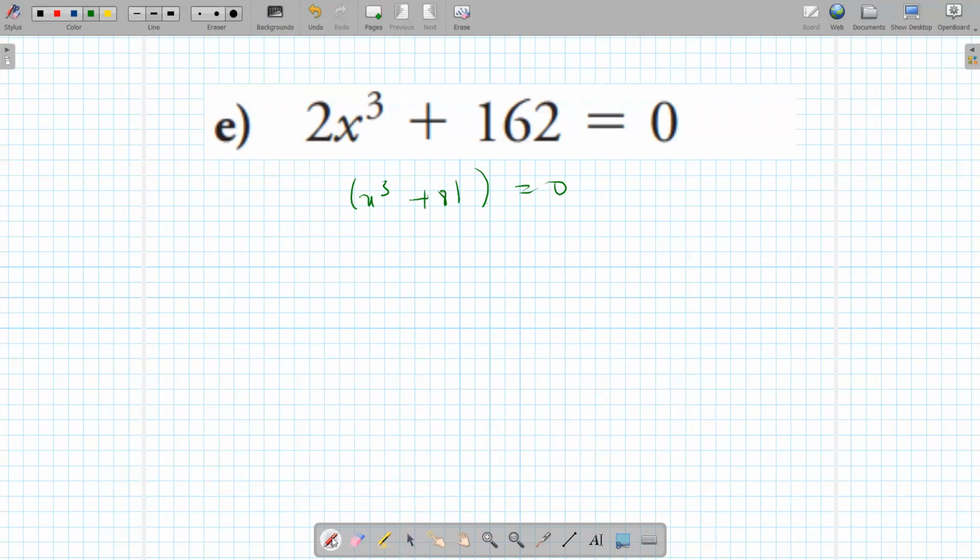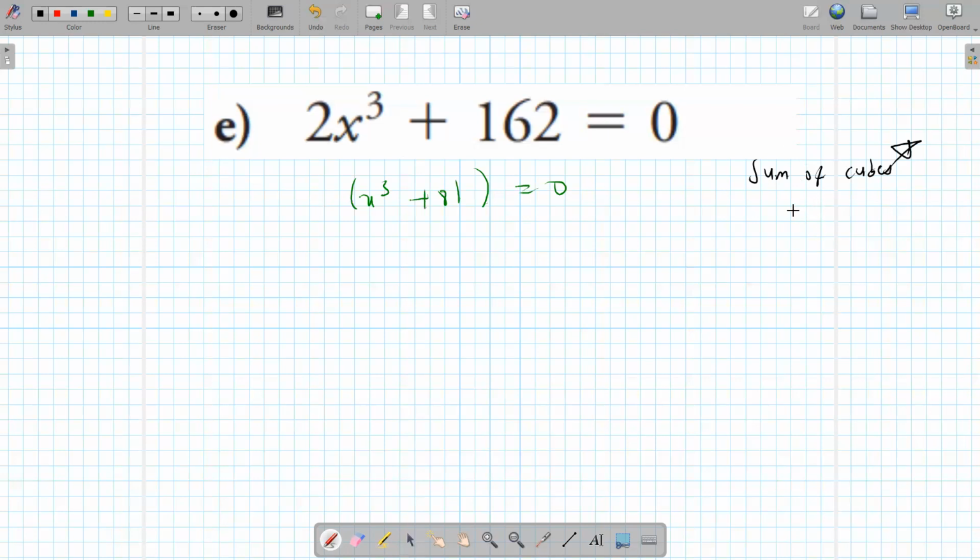How do you factor x cubed plus 81? Difference of squares? Nope. Is that a square? It's not a power 3. It's not a square, and it's not a difference either because there's a plus sign in the middle. It's a sum of cubes. Okay? Sum of cubes.